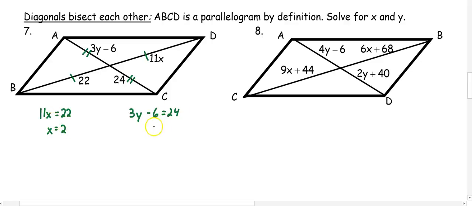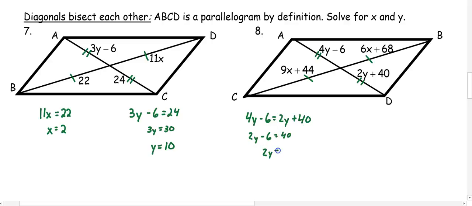In the second equation, we're going to add 6 to both sides. So we get 3y equals 30. Divide by 3, we get y is 10. Now, the same thing happens in number 8. So AD was bisected and BC was bisected. So we have 4y minus 6 equals 2y plus 40. So I'm going to subtract 2y from both sides and add 6. So we get 2y equals 46. When I divide, y is 23.